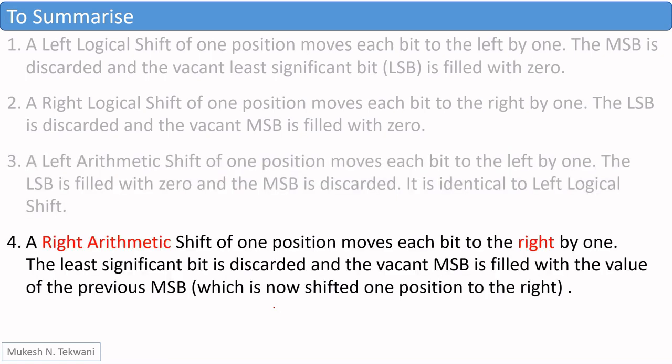But let us check what happens to the right arithmetic shift. We saw in the earlier example that a right arithmetic shift will move each bit to the right by 1. The least significant bit will be pushed away, so it is discarded. But the most significant bit may contain a digit 1 or a digit 0, and these bits are important. So the most significant bit of the new number is filled with the value of the previous most significant bit. This is the important difference between a right arithmetic shift and a right logical shift.